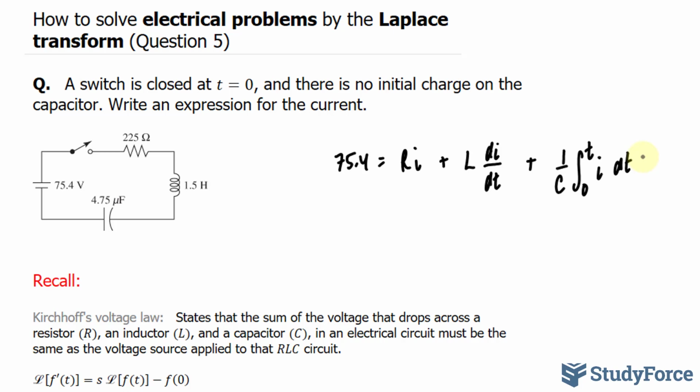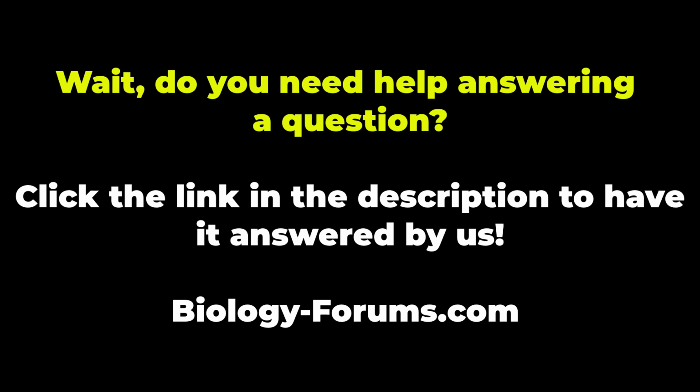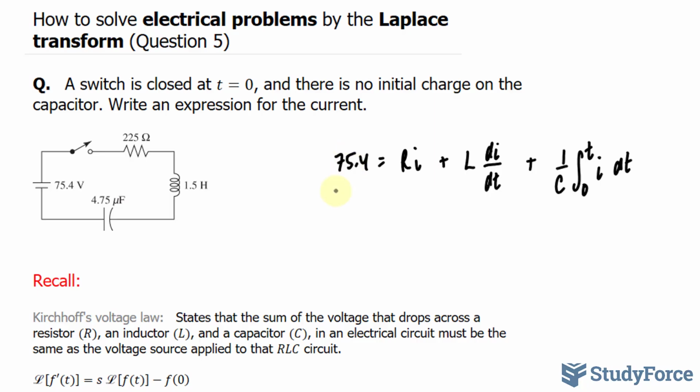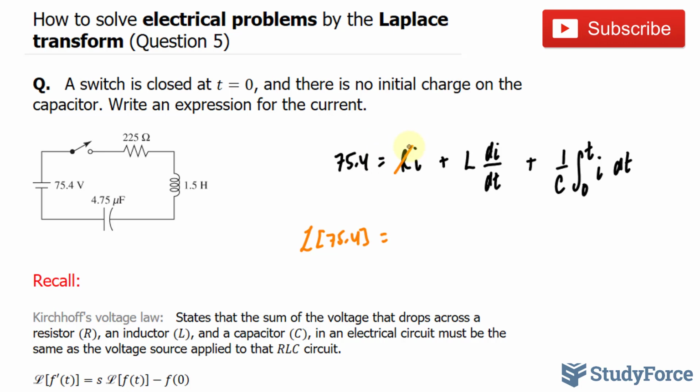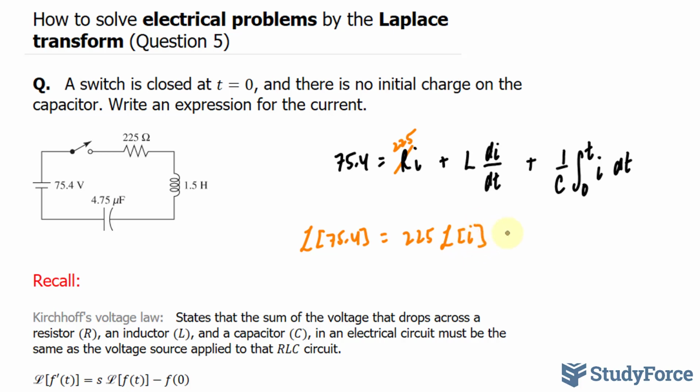Next, I'll take the Laplace transform of each term in this equation. I'll write down the Laplace transform of 75.4 is equal to the Laplace transform of R times I. R is equal to 225. So 225 times the Laplace transform of I plus the inductance, which is 1.5 henries. I'll write down 1.5 times the Laplace transform of I prime. This expression and this expression mean the same thing. di over dt is I prime.